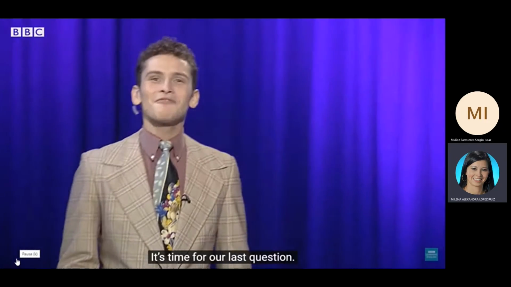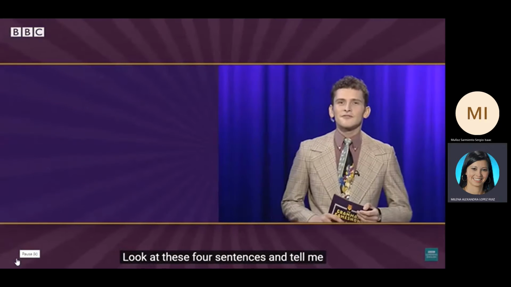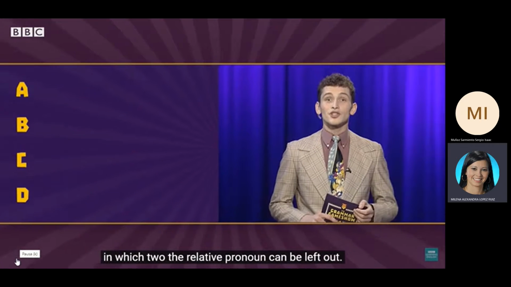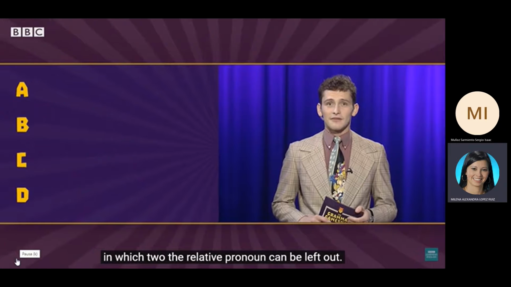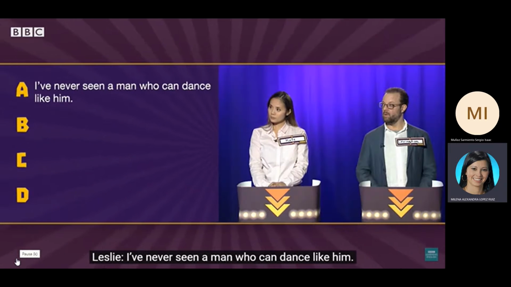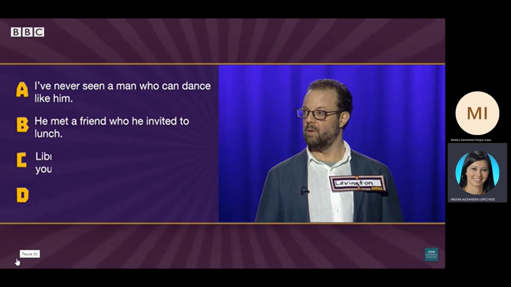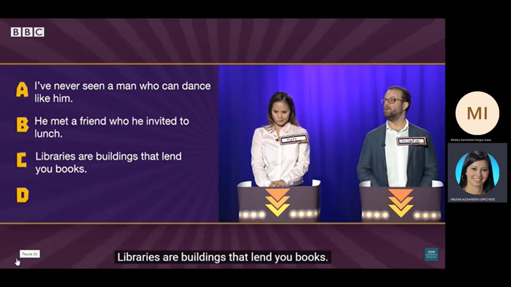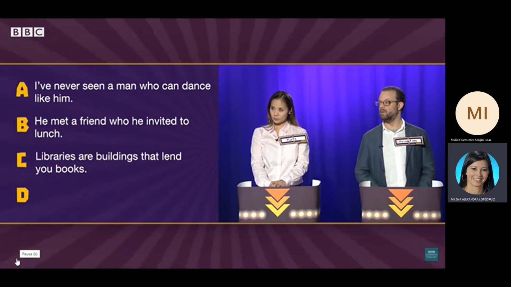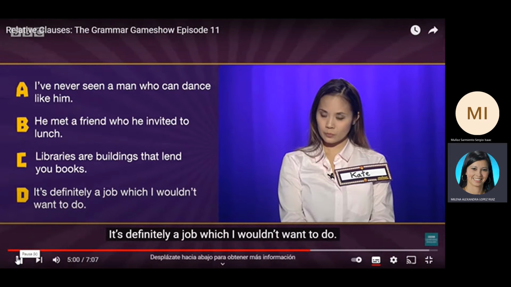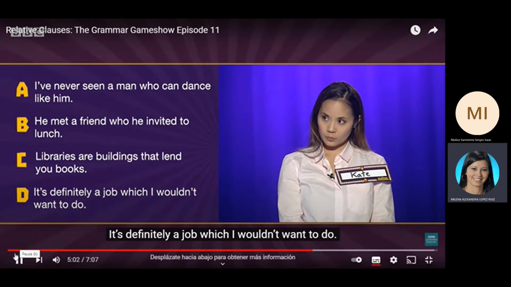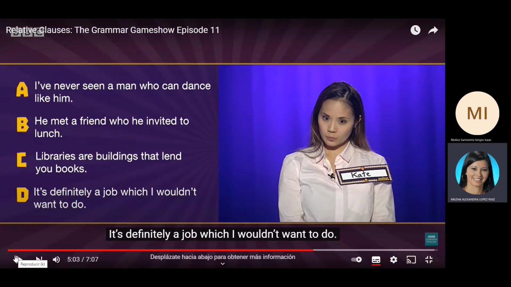It's time for our last question. Look at these 4 sentences and tell me in which 2 the relative pronoun can be left out. A: I've never seen a man who can dance like him. B: He met a friend who he invited to lunch. C: Libraries are buildings that lend you books. D: It's definitely a job which I wouldn't want to do. Okay, so is it clear? In which sentences can I leave out the relative pronoun?